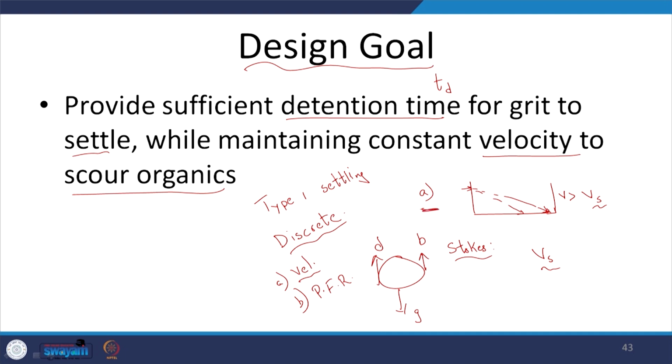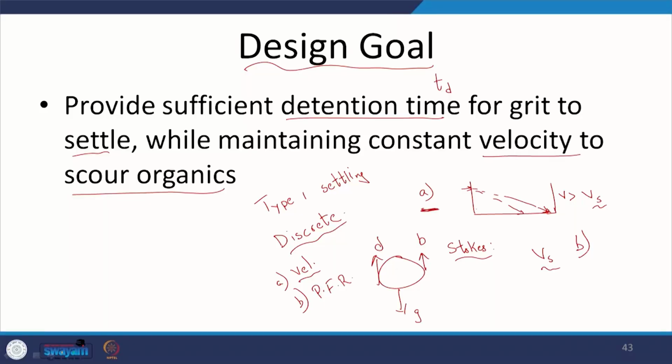So, one is maintaining sufficient time, part A. The B part is that I do not want my organic content, some of which is suspended, to be removed now, because this grit is inert. Sand, if I dump it out there, not really a lot of issues. But if I have organic content that is dumped out there, I need to look at its disposal and treatment. So, I do not want to club these two together and remove them.